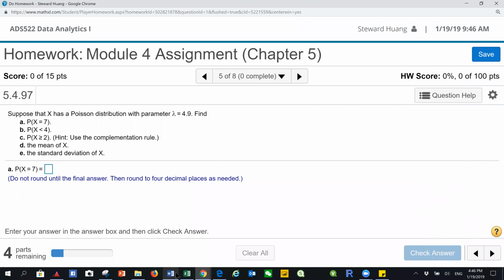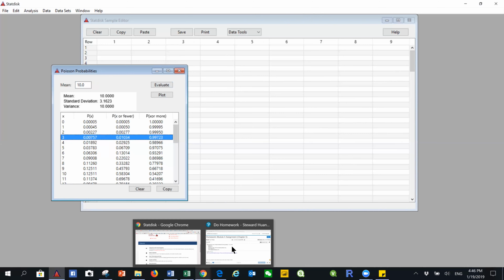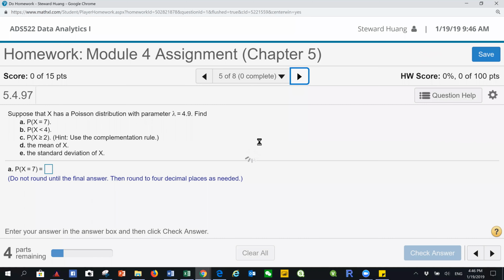Less than 4 doesn't include 4. So less than 4 means start with 3, that is, less than or equal to 3. But that's cumulative, so it's 3 or less. So this is the answer, 0.013034, and so on and so forth. All right.